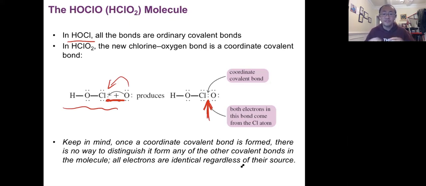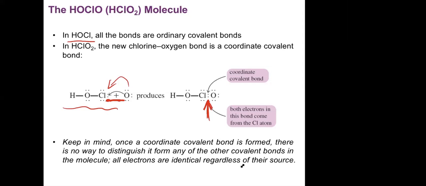But once the coordinated covalent bond is formed, again, there's no way we can distinguish one from another. It's just a covalent bond, 2 electrons. So how do you identify a coordinate covalent bond? Good question.